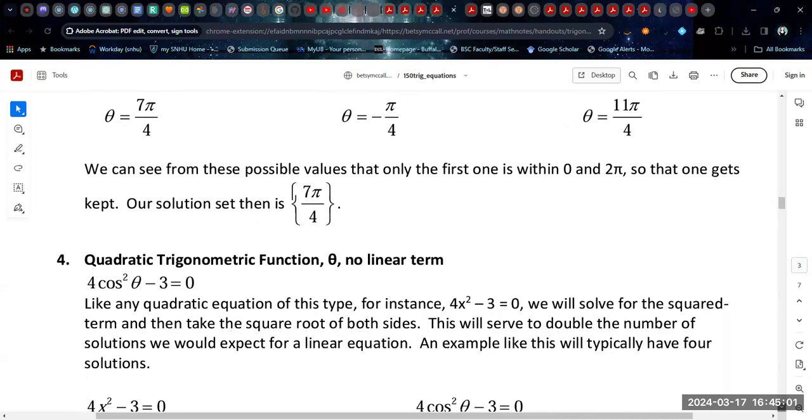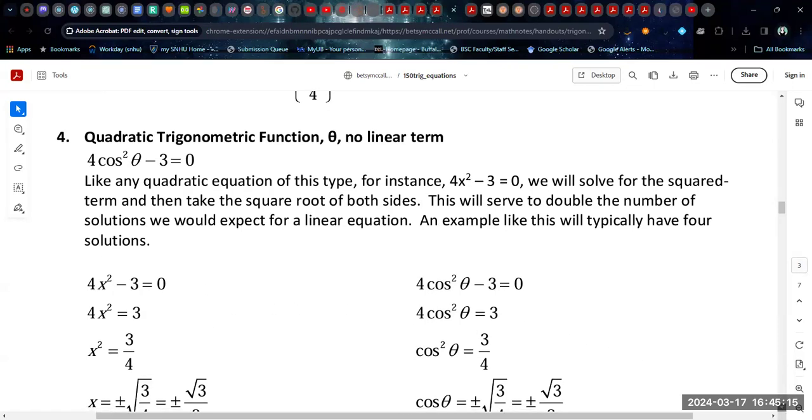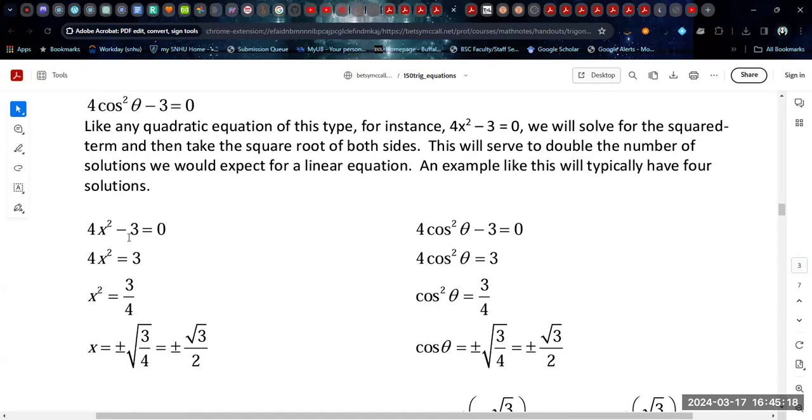Now, quadratic equations. In this case, I don't have a linear term. I just have the regular squared term and the constant. So I can solve these by essentially isolating my trig function and then taking the square root. And so that's what I'm going to do here. Again, pretend the trig function is like x. So what would you do to solve this equation? Well, I can move the 3 over to the other side, and then I divide out the 4, and then I take the square root, and I end up with my cosine theta. Again, essentially my variable is plus or minus the square root of 3 over 2.